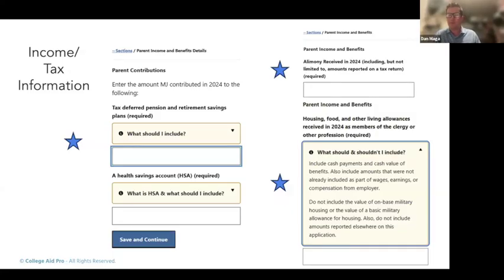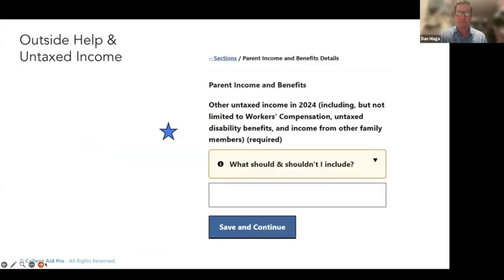Again, if you can click those drop down boxes, it's going to expand more details in terms of what specific line item from the W-2 or the tax return they need, or you need, I should say, when answering that question. And then other untaxed income that they're talking about here, I would say the most common would be like disability, things of that nature.